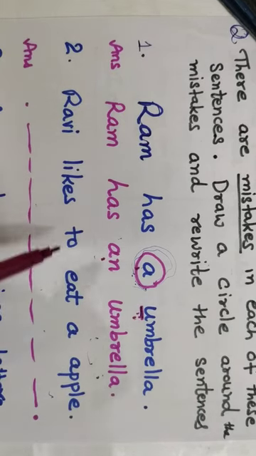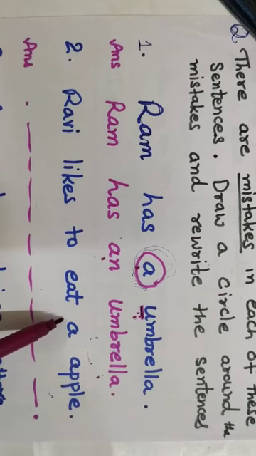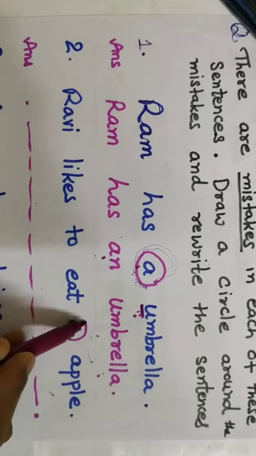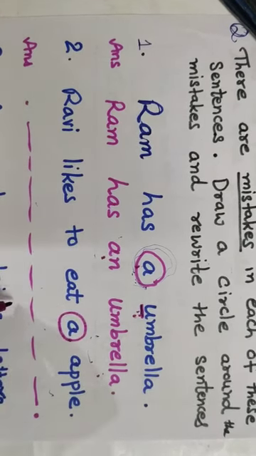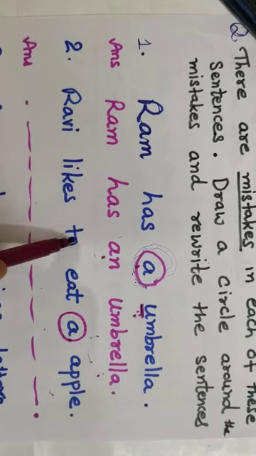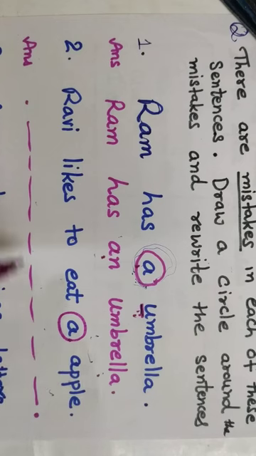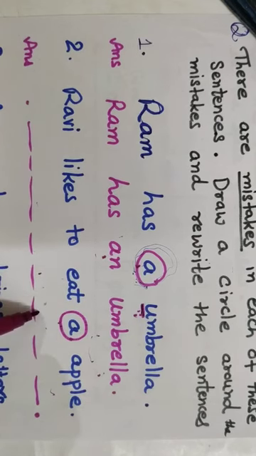Let's do question number 2 of worksheet number 2. Ravi likes to eat a apple. A apple. See that a? So there we got the mistake. We have circled the mistake and we are writing it again. Rest of the part, see, we will write as it is. बाकी सारे words को हम लोग as it is लिखेंगे. जो mistakes है उसको correct करके नीचे लिखेंगे.